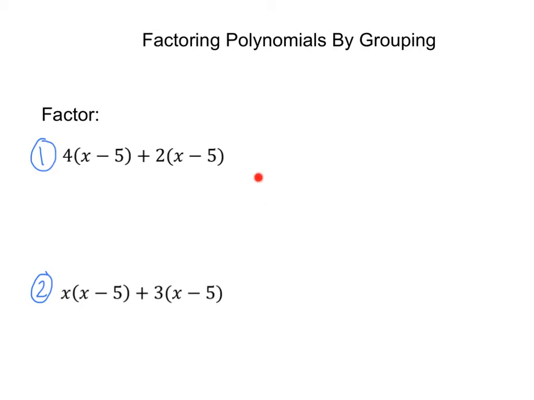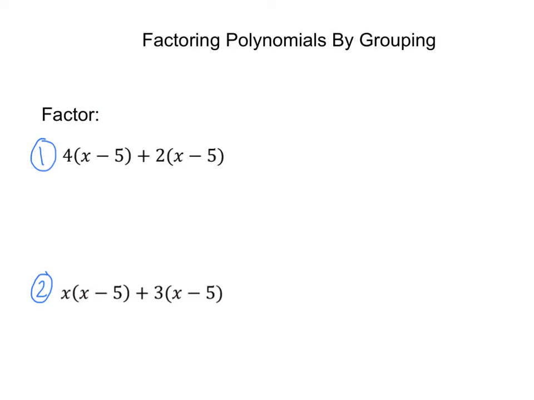Let's look at these two problems here, and let's recall what it means to factor these, or how we can turn these into multiplication problems. So this first one, we can think of this as saying 4 groups of x minus 5 plus 2 more groups of x minus 5.